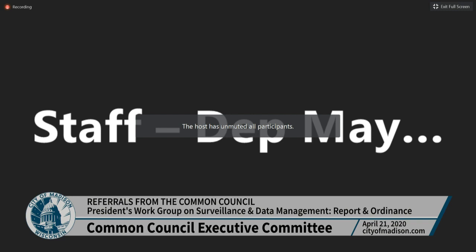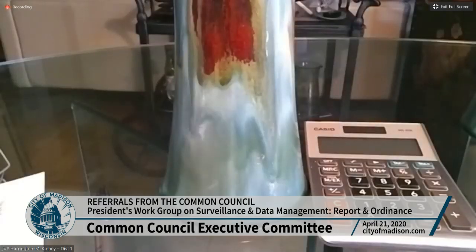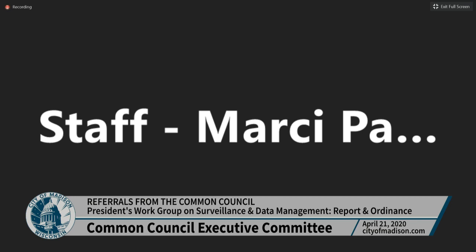Any other comments or questions? If I see none, I think we're ready for a vote. If you would like to take a unanimous vote, do not raise your hand. And if you would like to actually have a roll call, please raise your hand. So roll call, Alder Harrington McKinney has requested a roll call. So we will go ahead and do a roll call. It's for items 6 and 7 because we took them up together.